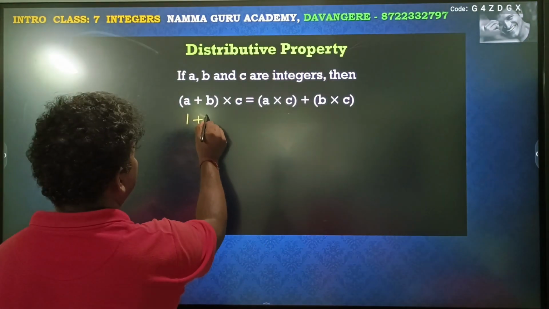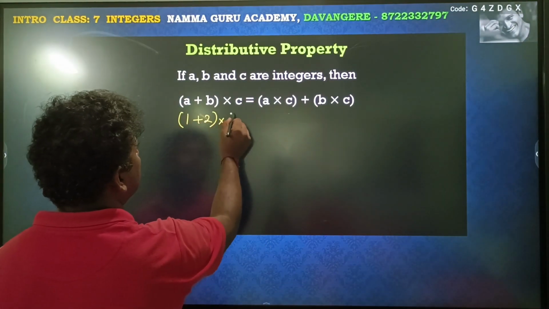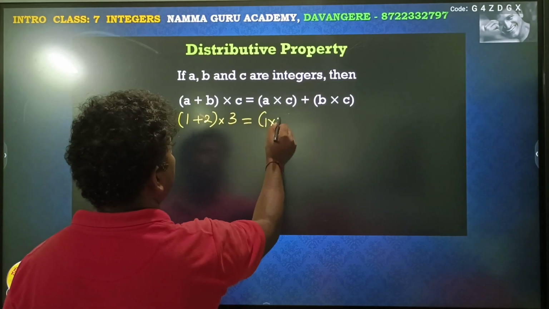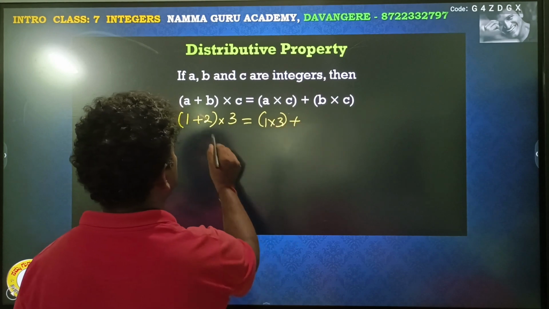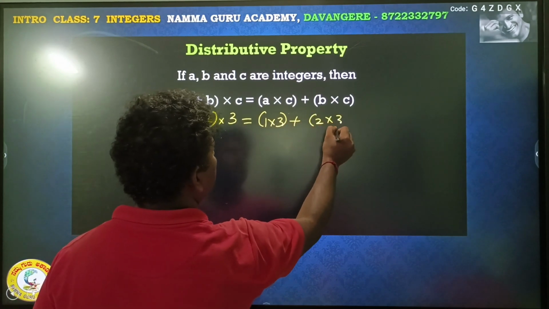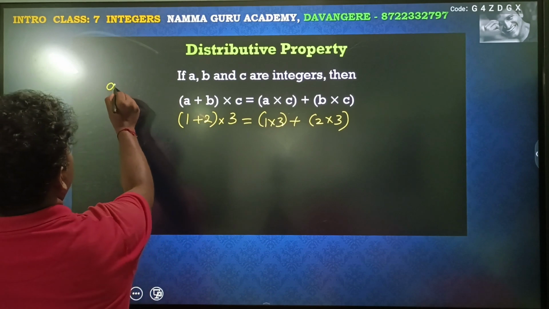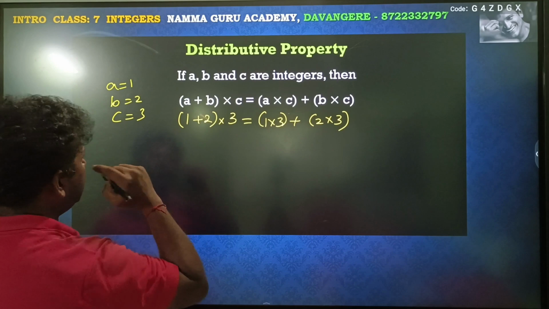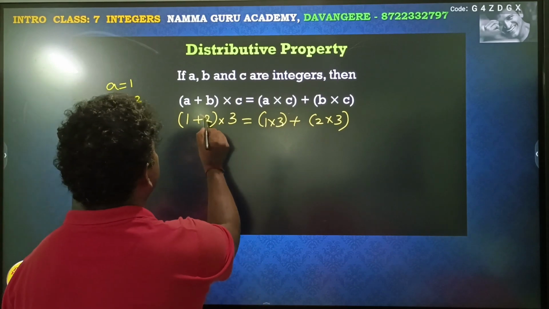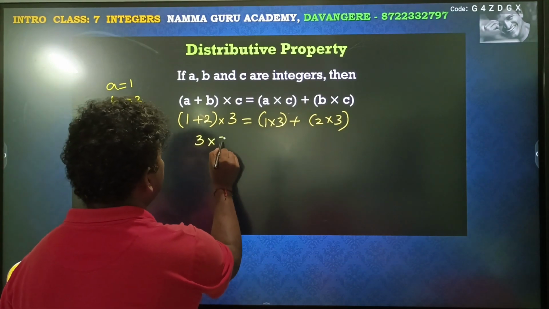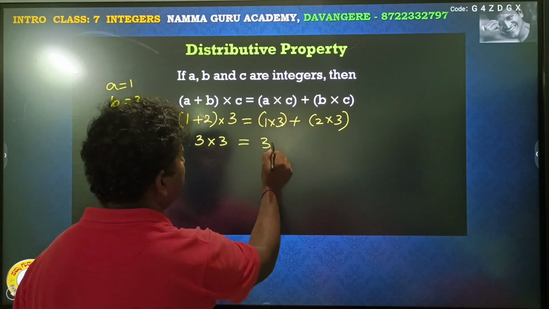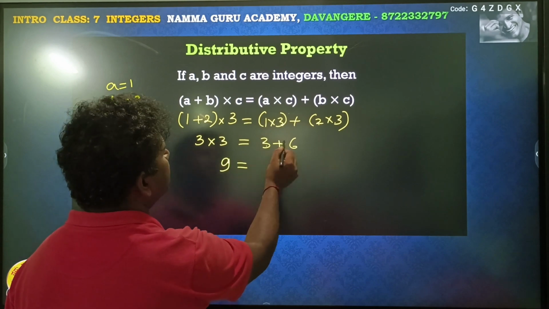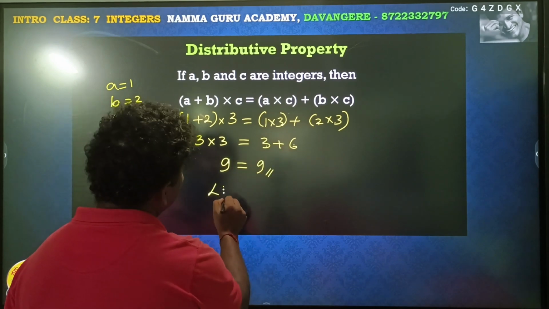Now, 1 plus 2 into 3 can be written as 1 into 3 plus 2 into 3. For your convenience, I have written A is equal to 1, B is equal to 2, C is equal to 3. Okay. Now, 1 plus 2, 3 into 3. Here, 3 ones are 3 plus 2 threes are 6. 3 threes are 9. Here, 3 plus 6 is 9.